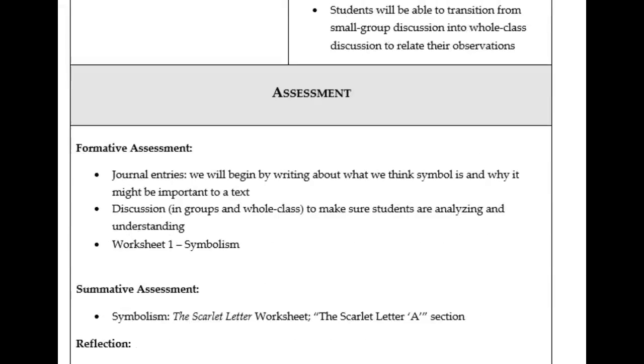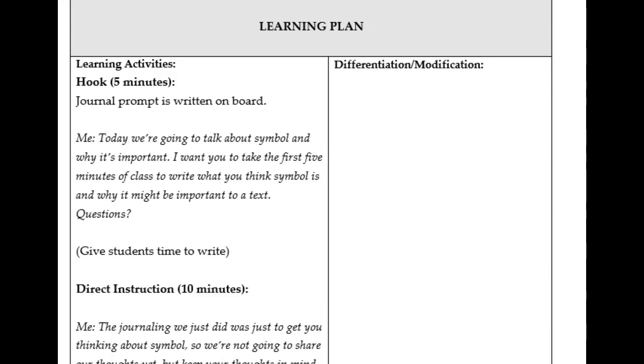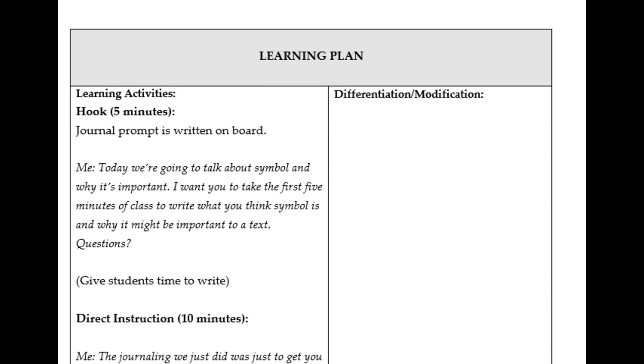So let's look into your actual learning plan itself. Okay, here we go. So let's talk about hooks for just a second here. Having a journal prompt on the board, right? So kids come in, sit down, see the prompt, and start writing towards it. That isn't necessarily in and of itself a hook. A hook is much more not about the action that the kids are doing, but about what you are doing to grab their attention, their thinking, their brains away from the passing period in the hallway and into your room, right?